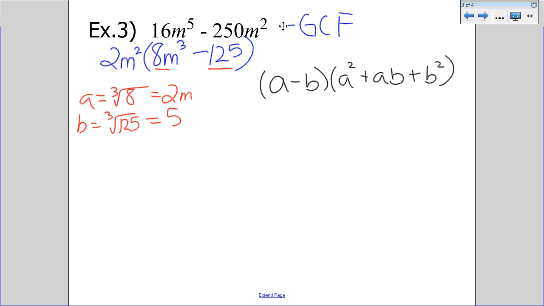Well, what does the end here say? Okay. What's your b value? 5. So you're going to do 5 squared.